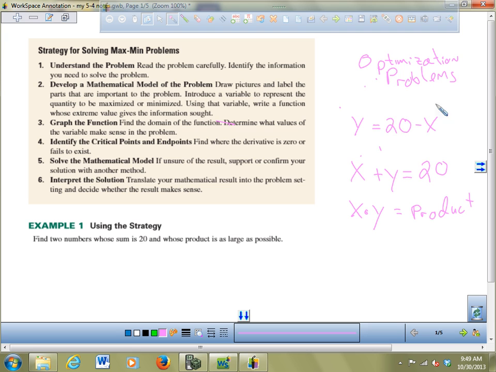So y equals 20 minus x. Then you take that and plug it in here, and you get x times 20 minus x equals the product. All right? Now I first want to take the derivative. A lot of people could use the product rule, but that's kind of a pain. So what I want to do is multiply this out first. So 20x minus x squared equals the product.